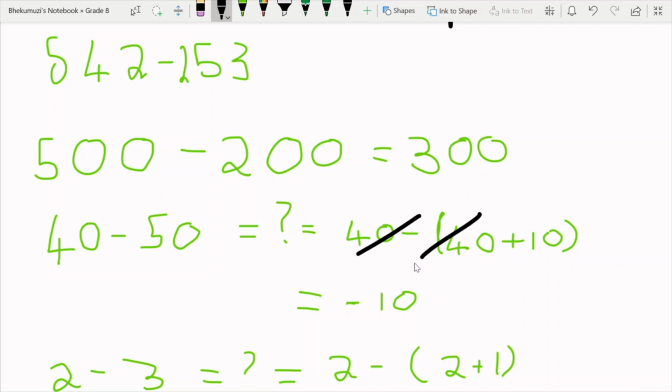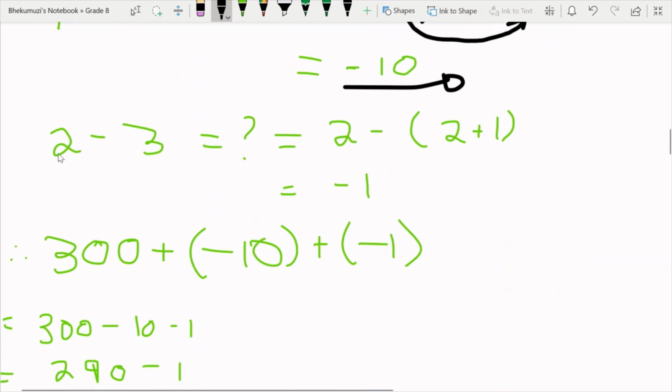But the negative sign in front of the bracket will be taken and put in the place of the positive. So now it'll be minus 10 as the answer. And the same thing applies here. We have 2 minus 3, and 2 minus 3 we can write as 2 minus, in the bracket, 2 plus 1, because 2 plus 1 is 3.